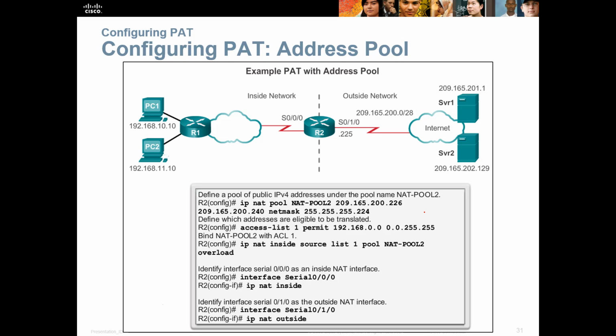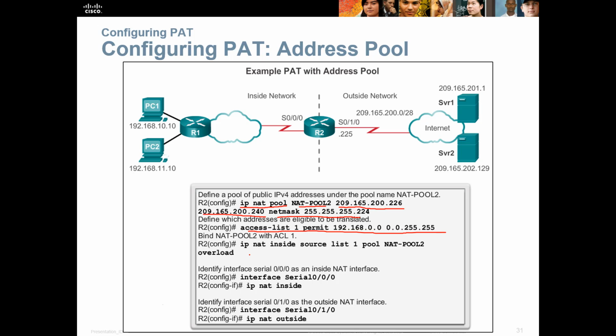How do we configure PAT? PAT is pretty similar to dynamic NAT, except we have the ability to overload, so we could have a single address. Again, the first thing we do is set up our pool: ip nat pool, pool name, start address, end address, and the netmask. Now the start and end address could be the same if we only have one public IP address, so keep that in mind. Next step, set up an ACL.